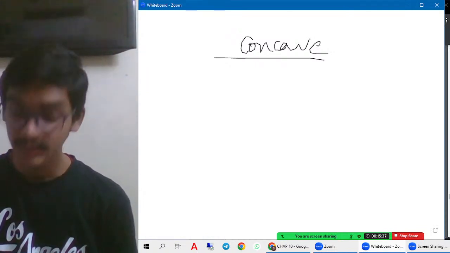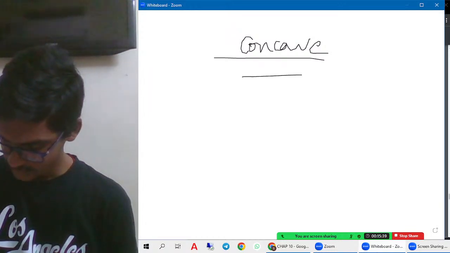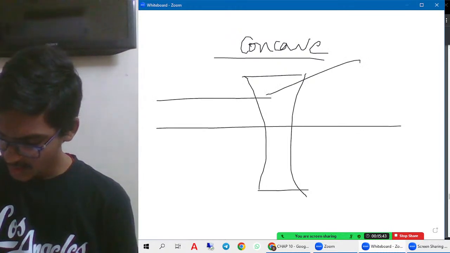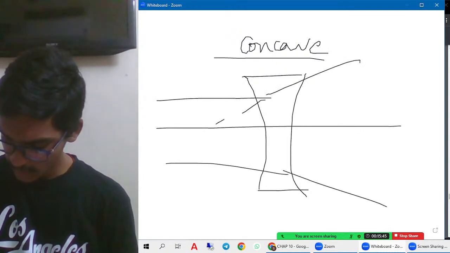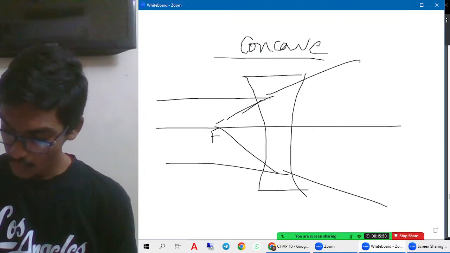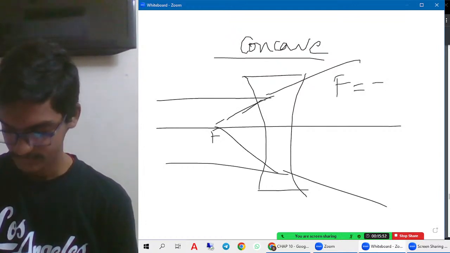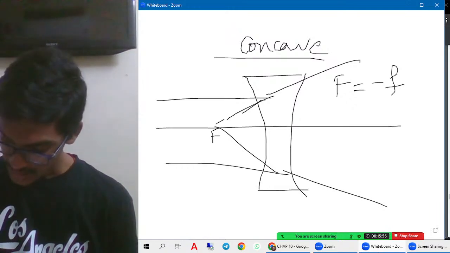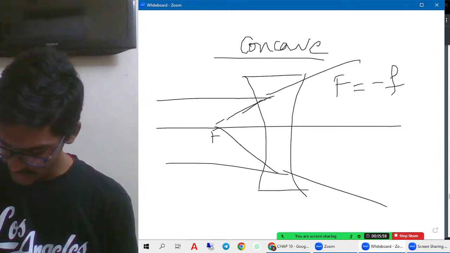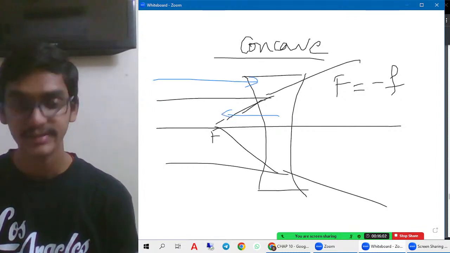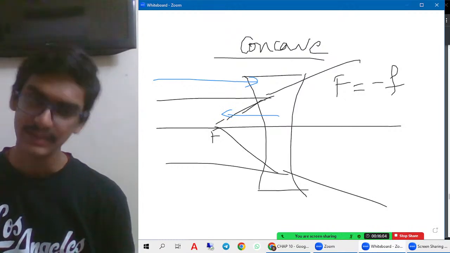So for the concave lens, the image is diverging and appears to form at the focus. In this case, the focal length will always be taken as negative. Why is the focal length always negative? It is because the light rays are moving from this side, but we are measuring from this side. So this is against the light rays, and the focal length is negative.